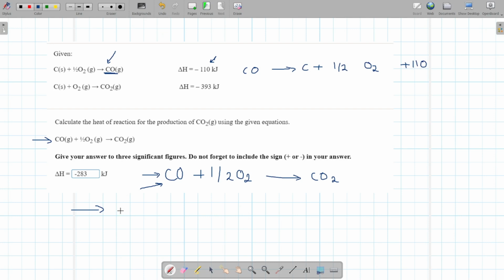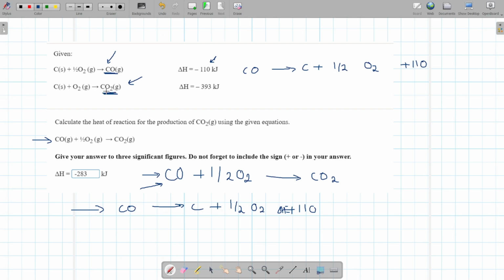Okay, so let's write it down here. CO to produce C plus half O2 plus 110. That's the delta H. Delta H is plus 110. How about now the CO2? I want the CO2 to be in the product. In this case, CO2 is in the product, so you ask yourself, do I have to flip it? No, I don't. And also, by the way, it was the same coefficient, 1 and 1, so I didn't have to multiply by anything.